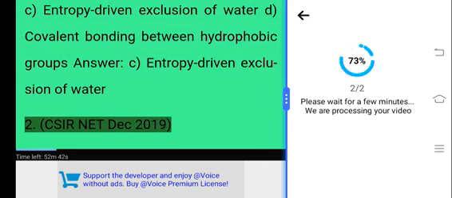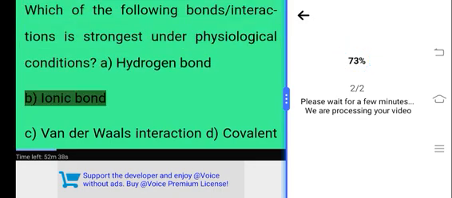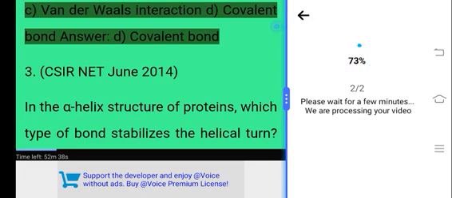2. CSIR NET Dec 2019. Which of the following bond interactions is strongest under physiological conditions? A. Hydrogen bond. B. Ionic bond. C. Van der Waals interaction. D. Covalent bond. Answer: D. Covalent bond.